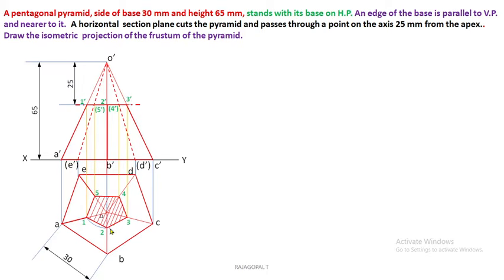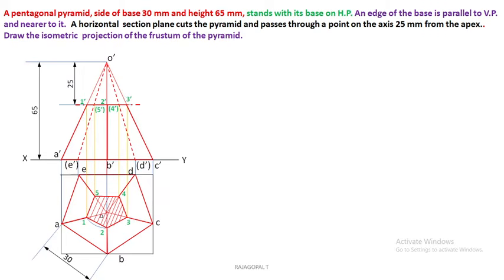Similarly 2B, 5E, 4D. You can check clearly this 5E is the remaining portion. 4D is the remaining portion. Similarly 3C and 2B. So these are the remaining portion of the solid must be converted into continuous thick lines. Now we have to move on to isometric projection.